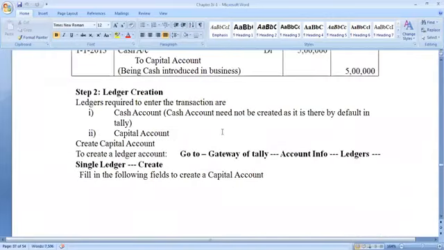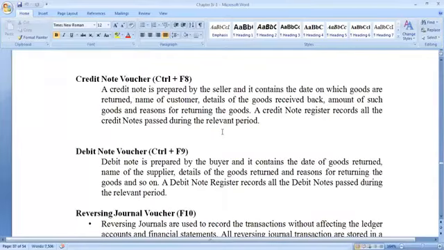Okay. In the case of the credit note voucher, what are the transactions that will be recorded? Whenever any goods are returned by the customers, you are going to record them in the credit note voucher. A credit note is prepared by the seller and it contains the date on which the goods are returned, the name of the customer, details of the goods received back, the amount of such goods, and the reasons for returning the goods.